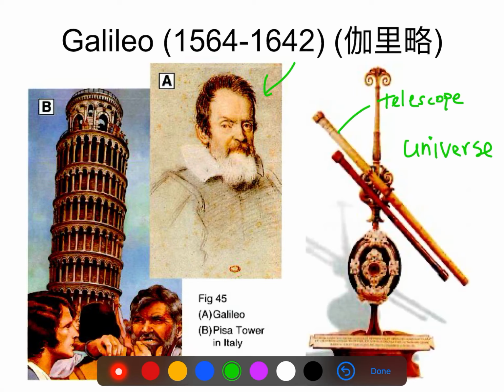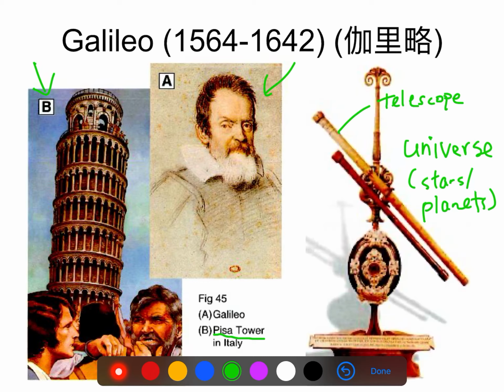So I will tell you later what Galileo discovered about the universe. Okay, by observing the stars, or we call the planets, he found something about the Earth. And for B, okay, here is a very famous tower in Italy. It's called Pisa Tower, 比薩斜塔.